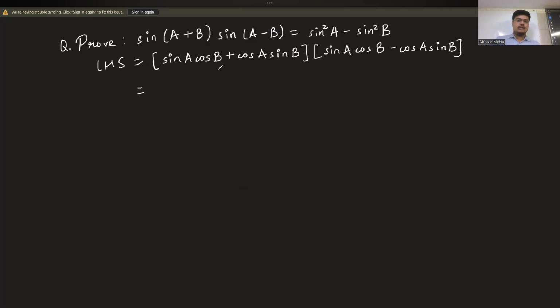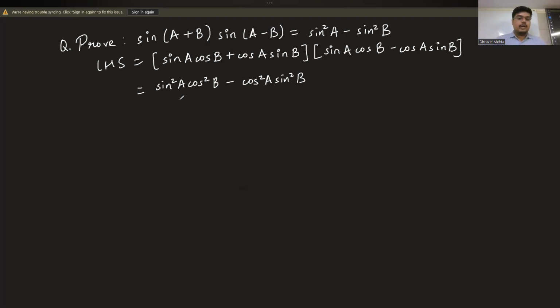Now do you understand? This looks like A plus B into A minus B. What is the A plus B into A minus B formula? So it's A square minus B square. So over here it will be sin square A cos square B minus cos square A sin square B.